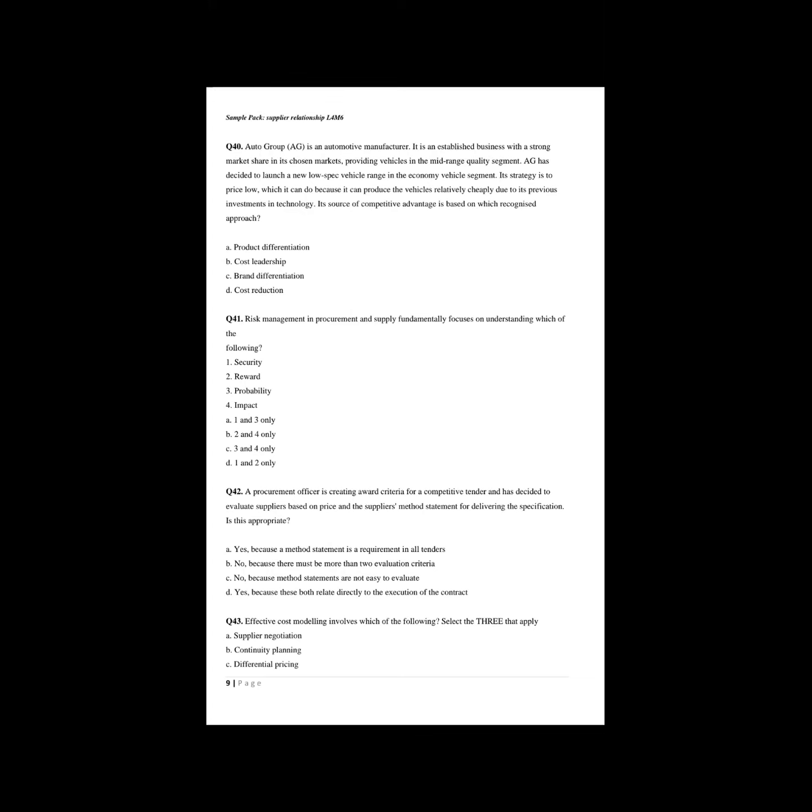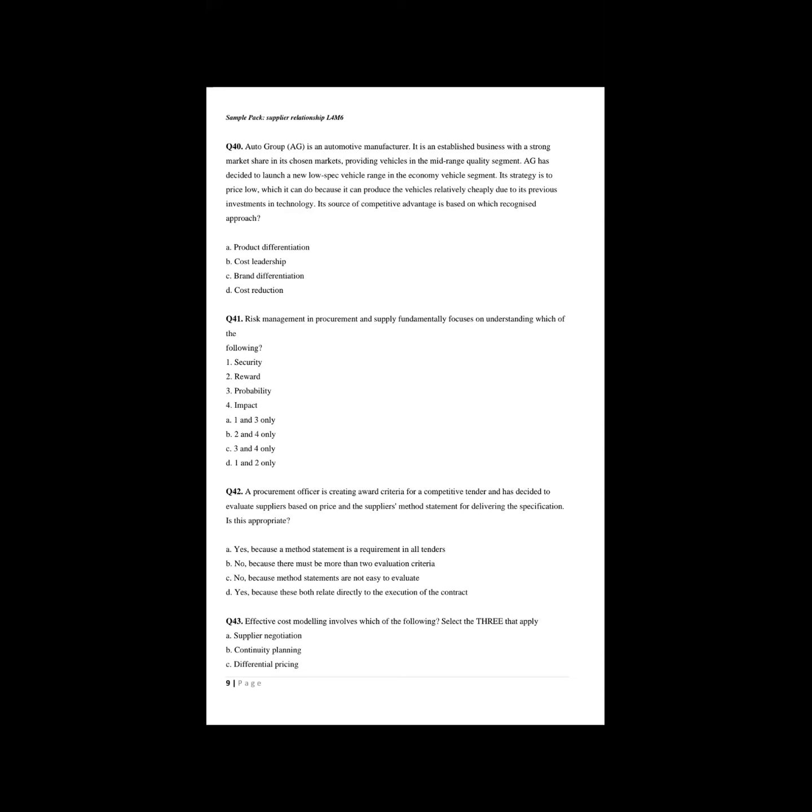No. A method statement is not a requirement in all tenders. So the answer is D. Yes, because these both relate directly to the execution of the contract, so the price and how you would carry it out. Right. So I'll ask.